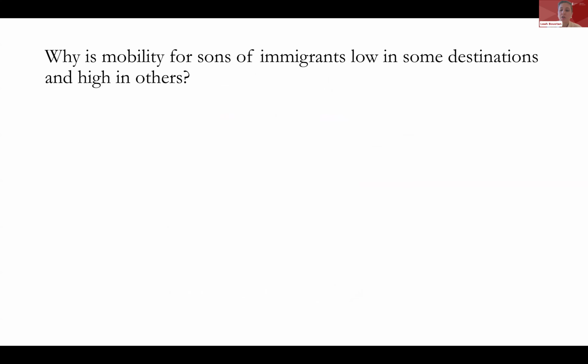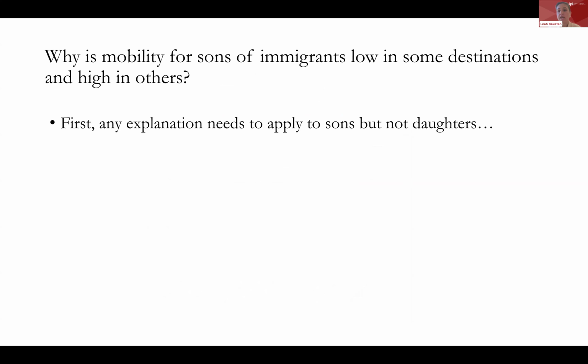So, what we are trying to ask ourselves here is why is mobility for sons of immigrants low in some destinations and high in others? And in order to answer that question, we always have to keep in mind that any explanation we have needs to apply to the sons of immigrants, but not the daughters. So the first thing that came to our mind was sending country composition. We know that the U.S. has immigrants primarily from Latin America and Asia, whereas many European destinations have immigrants primarily from the Middle East and North Africa, as well as from other European countries. So could that be what's going on?